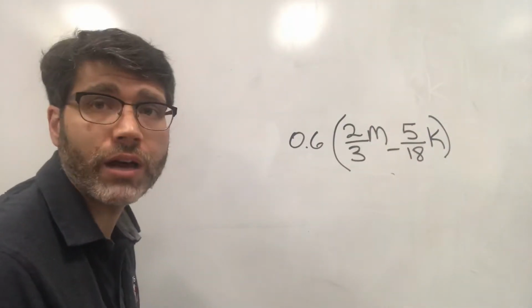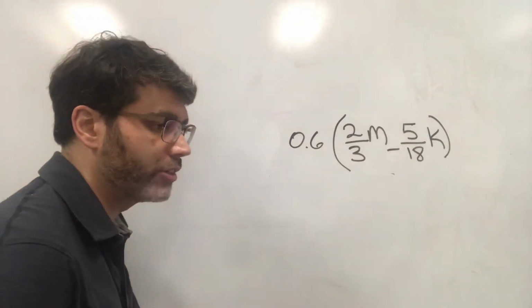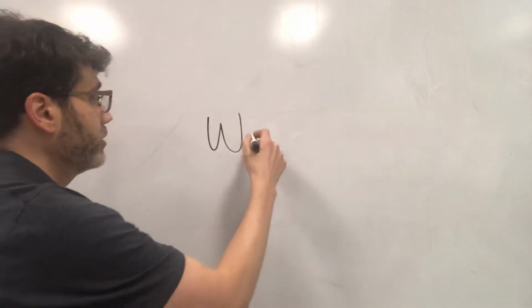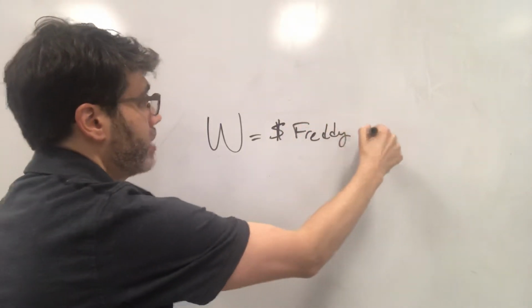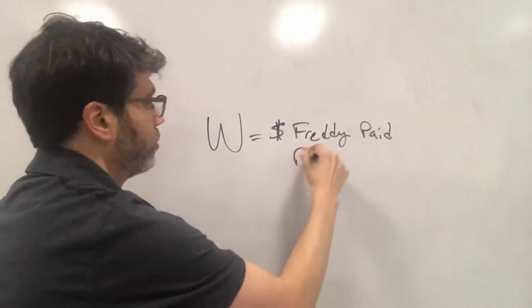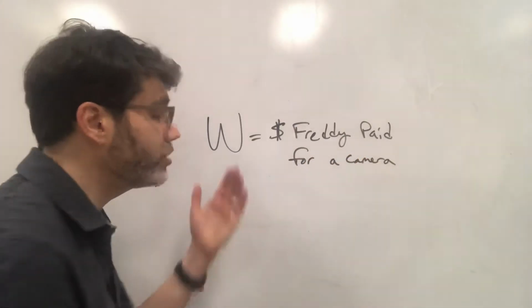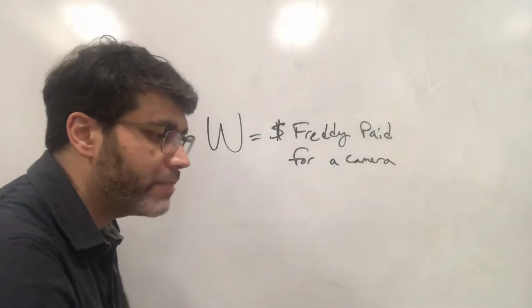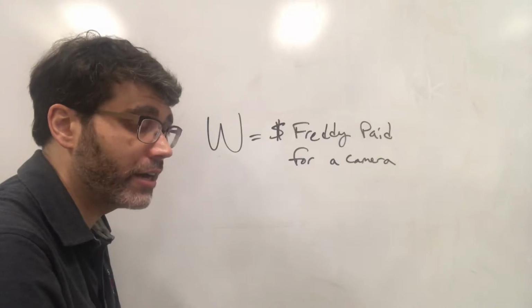Let's do another one. Okay, Freddie paid $W for a camera. We don't know how much he paid for a camera, so we're just gonna call it W, the money Freddie paid for a camera, all right? Could be $150, could be $1,000, we don't know. Okay, so Freddie paid $W for a camera and $120 for additional camera lenses.